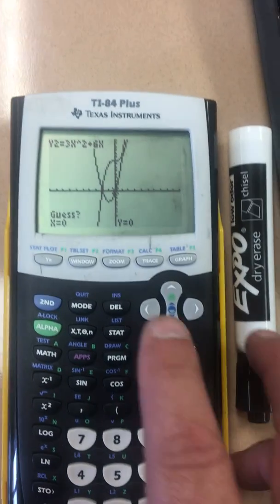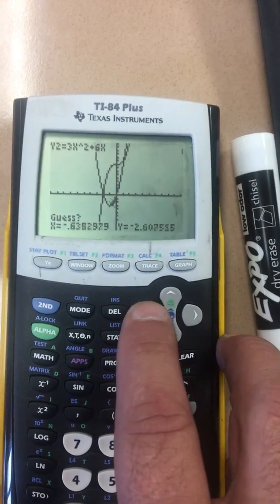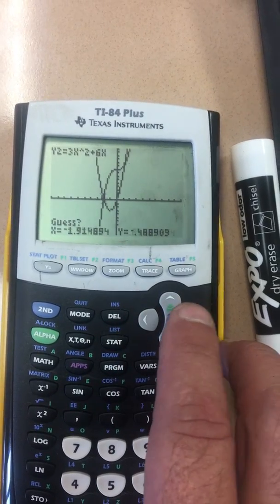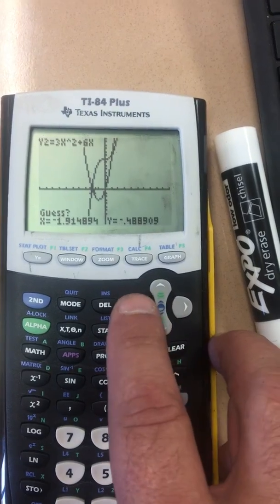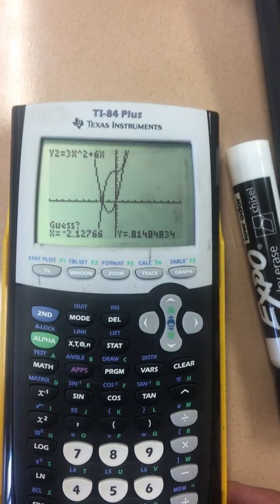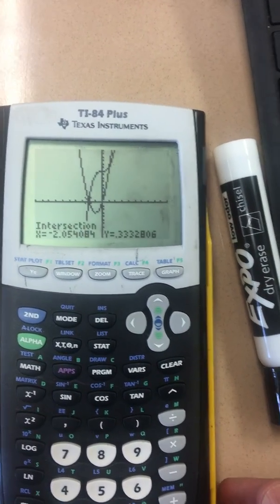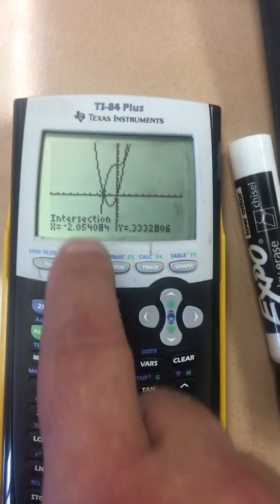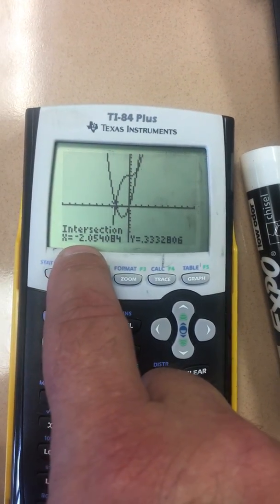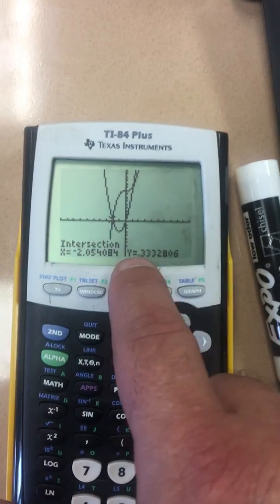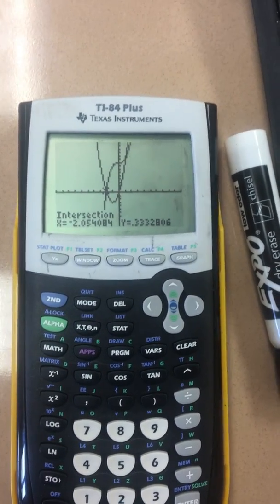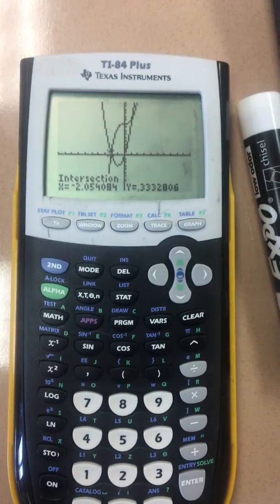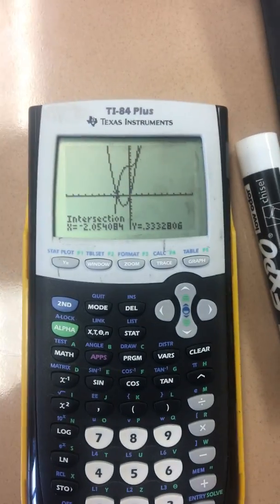And then it's asking for a guess. Now I'm going to toggle to the left and I'm going to guess this one over here on the left. It's not going to go exactly on it. You just want to get it close. And I'm going to hit enter. And notice it says for my x value, negative 2.05. I'm not worried about the y value when I'm solving graphically. It's the x value we want. So one of my answers is negative 2.05.